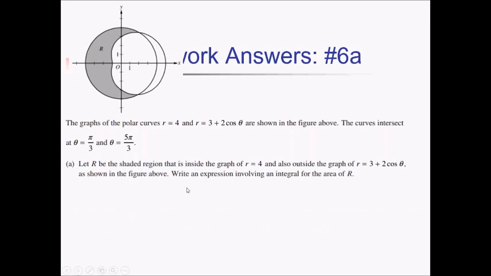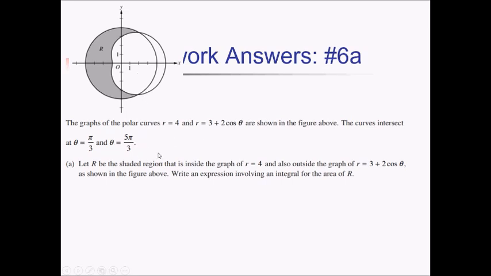On this free response problem, we have these graphs of r equals 4 and r equals 3 plus 2 cosine of theta shown above. And they're telling us that these intersect at pi over 3 and 5 pi over 3. That was just decent of them to tell us this, because this is a no calculator question, so it's kind of annoying to have to solve that on our own. But they gave it to us.